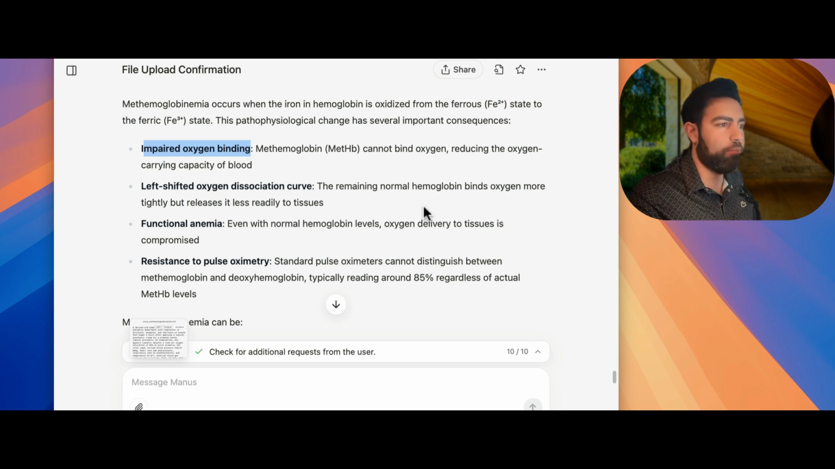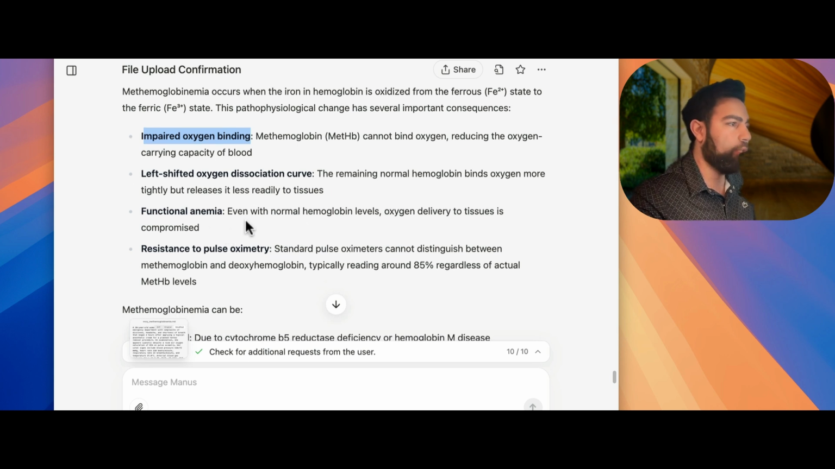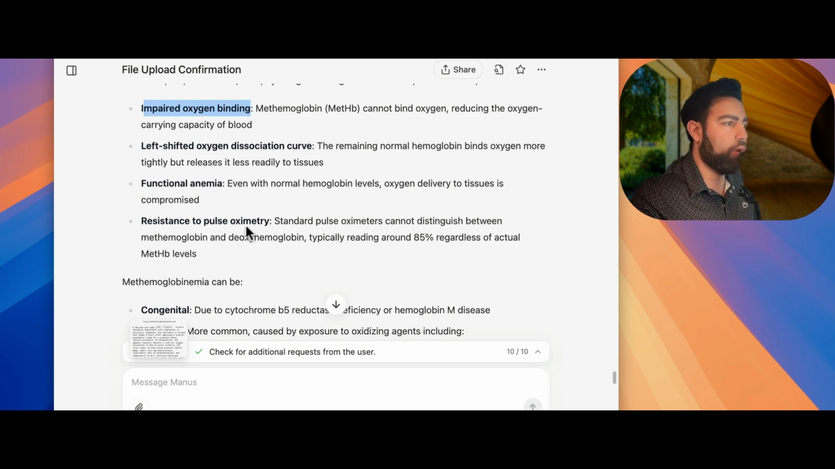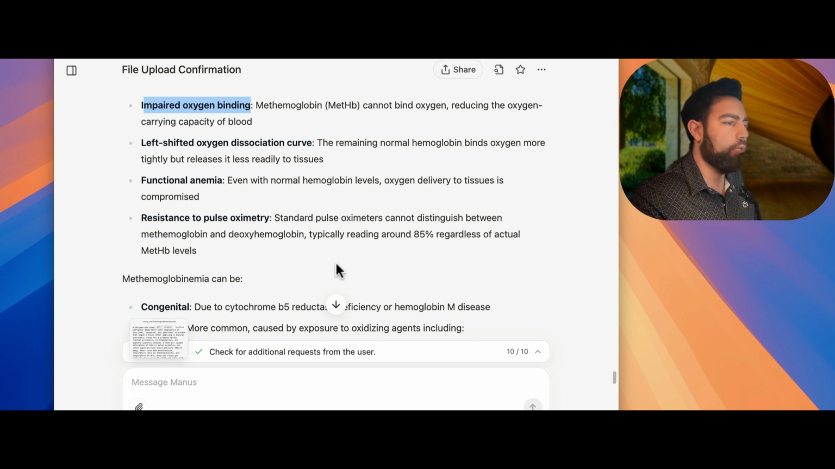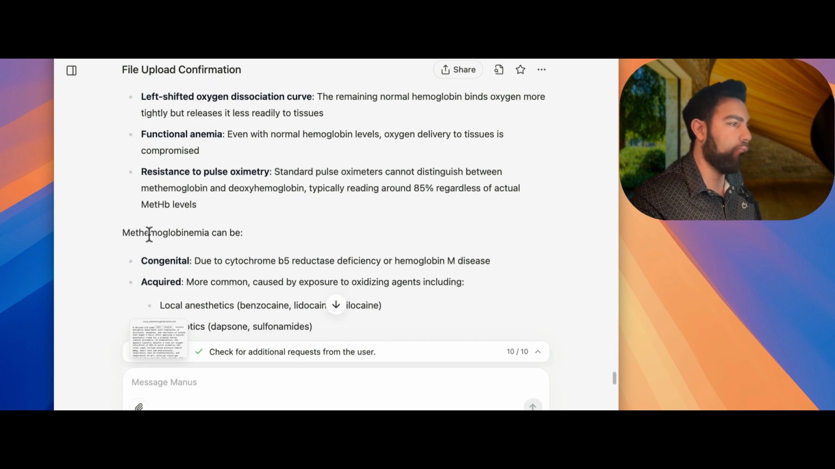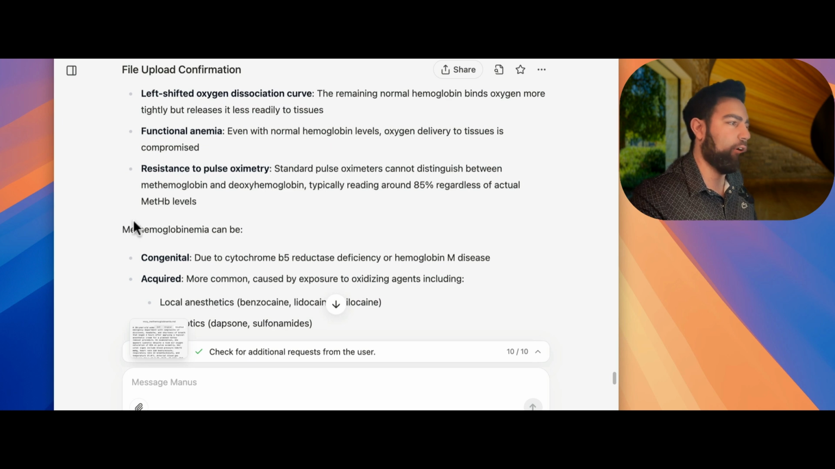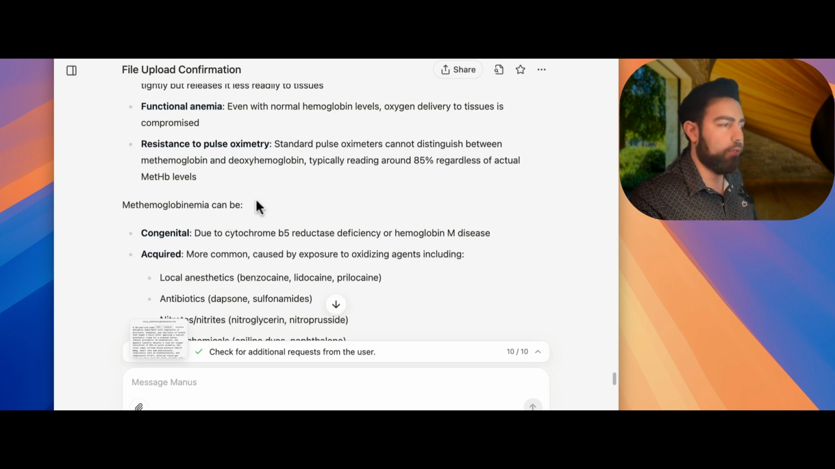That means you see a PaO2 on ABG of 98, but the patient is hypoxemic because the hemoglobin is not releasing that oxygen to the tissues. It causes a functional anemia, which means even with normal hemoglobin, oxygen delivery is compromised. There's also resistance to pulse oximetry. Standard pulse oximetry cannot distinguish between methemoglobin and deoxyhemoglobin, typically reading around 85%. But on the ABG, you can also get levels of methemoglobin, deoxyhemoglobin, oxyhemoglobin, and carboxyhemoglobin, right?